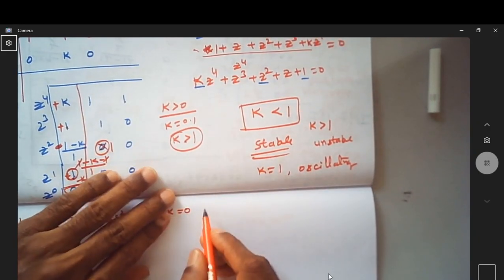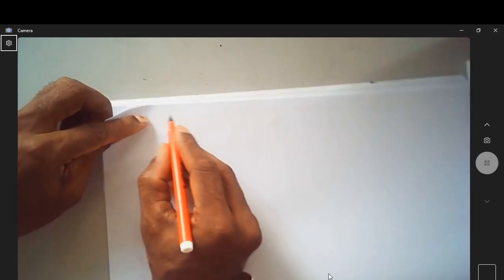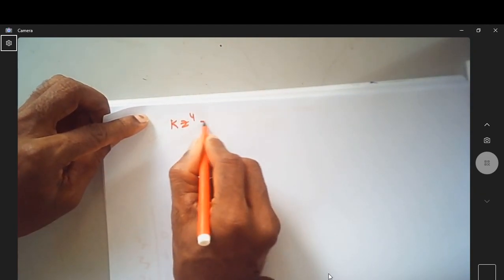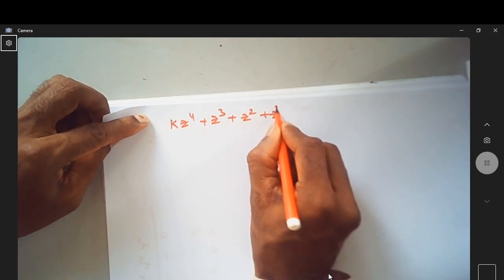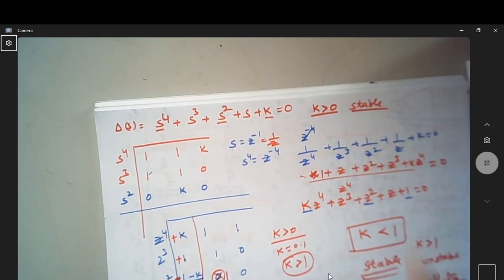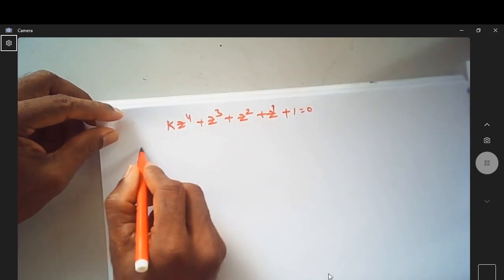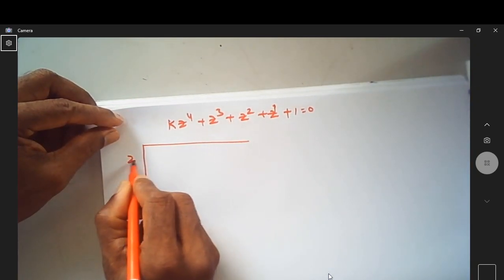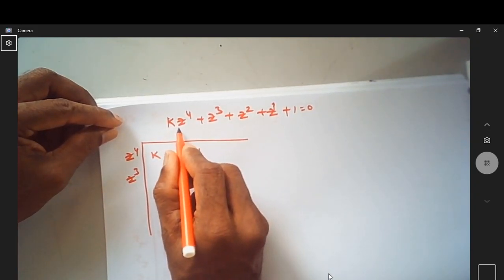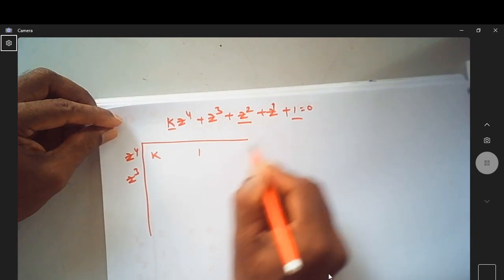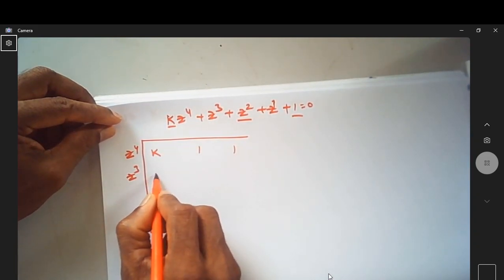Suppose I want to rewrite that entire thing, so let me take that equation and redo it. What I have is something like this now: k z to the power of 4 plus z cube plus z square plus z to the power of 1 plus 1 equal to 0. So I can write the Routh's array for this. It is z power 4, z cube, which is now k, 1, 1, and then next it is 1, 1, 0.